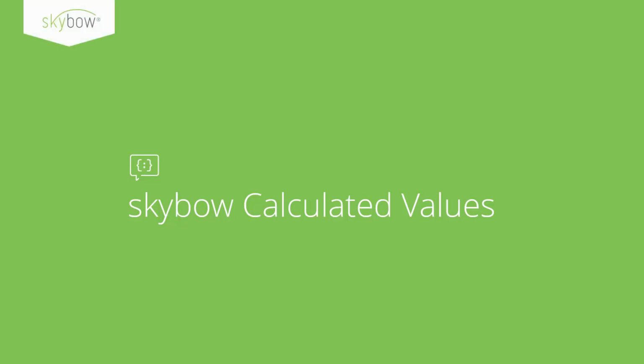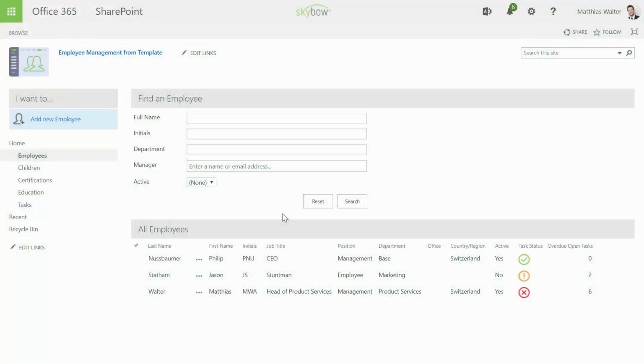Skybow calculated values is a feature to turn every standard column into a calculated column. It's quite similar to the standard SharePoint calculated fields, but much more powerful. And you don't need to add this calculated custom column at all. To give you an example how it can be used, I'm taking our employee management template.